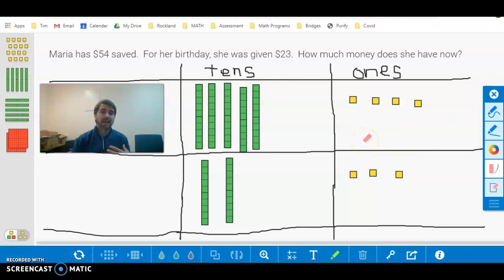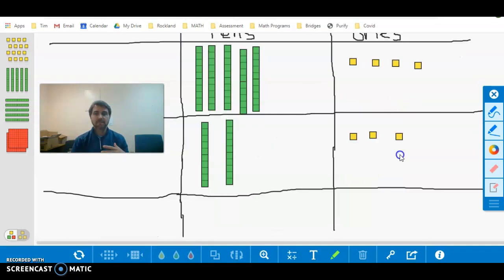So now we want to add them up. Okay, so we could start with either the tens or the ones. Generally speaking, I like to start with the smaller place value when I do it like this, so I'm going to start with the ones. So let's see, let's count how many ones we have. We have 1, 2, 3, 4, 5, 6, 7. So we have 7 ones.